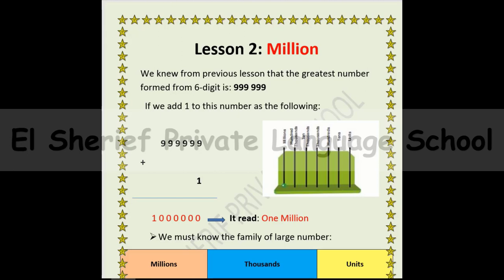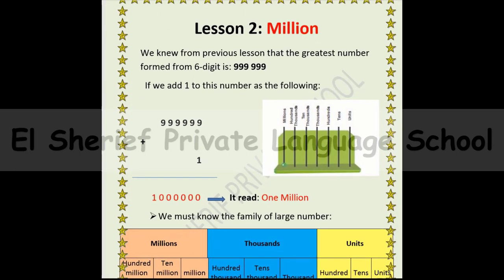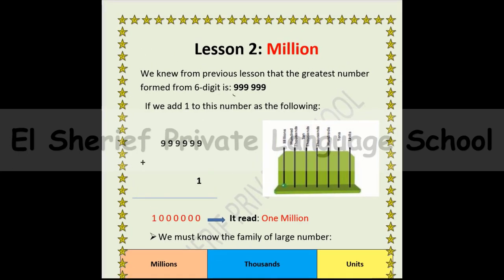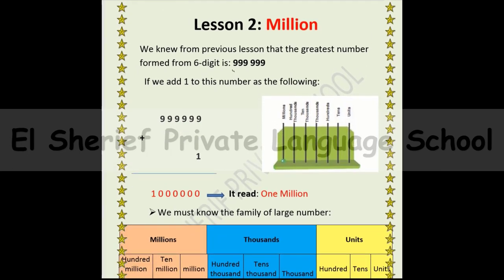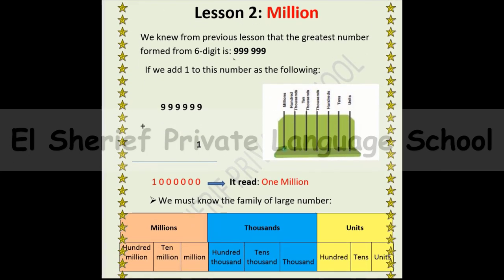Dear student, grade 4. Today we are going to study lesson 2, million. But before studying million, we should remember the greatest number formed from 6 digits. As we know, the number is 999,999. So if we asked about the number that is just after 999,999, we add 1, as you see.